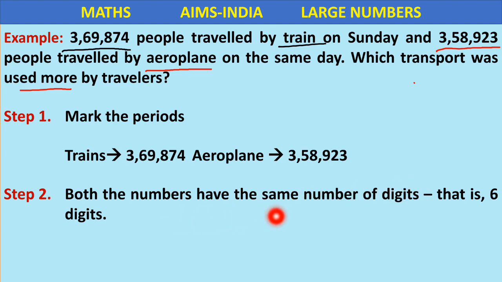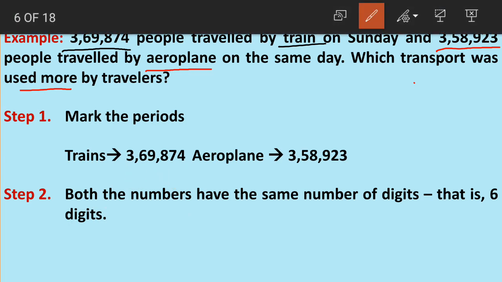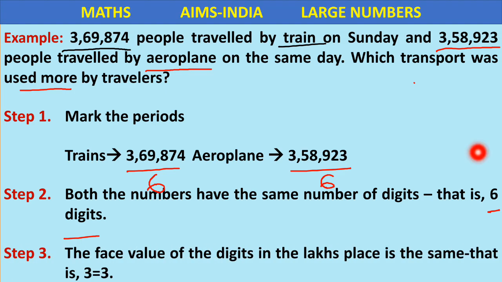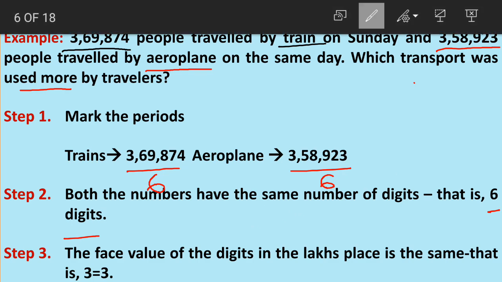Both the numbers have the same number of digits, that is 6 digits. After marking the periods, what did we find? We found out that both the numbers have the same number of digits, that is 6 digits. This 3,69,874 also has 6 digits, and 3,58,923 also has 6 digits. Now what should we do? We should start comparing the digits in the highest place values, that is on the extreme left.